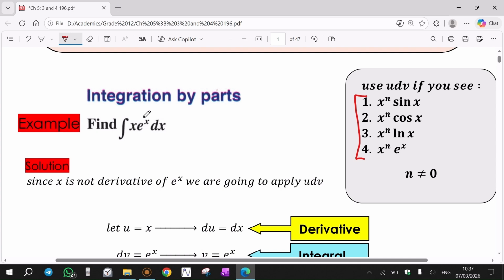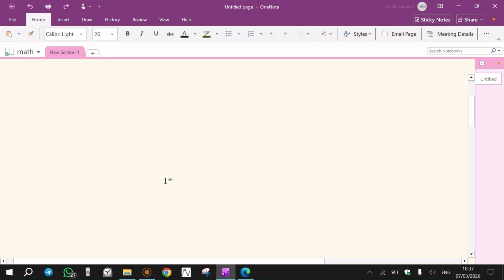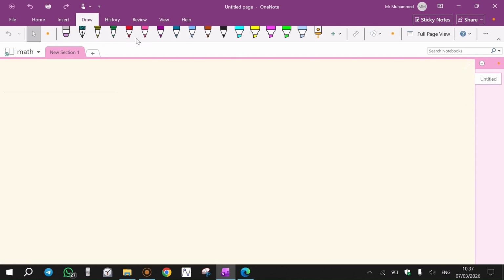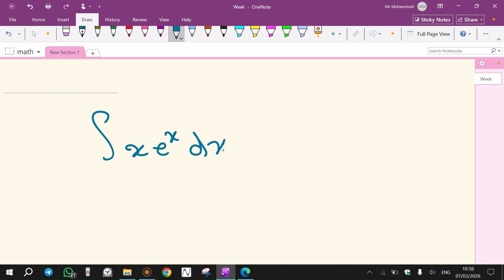Let's solve the first example, integral x e^x. Integral x e^x, it's one case of using integration by part. Integral x e^x dx. Now I have multiplication of two functions, x and e^x, and none of them is the derivative of the other. This is why I have to use integration by parts.